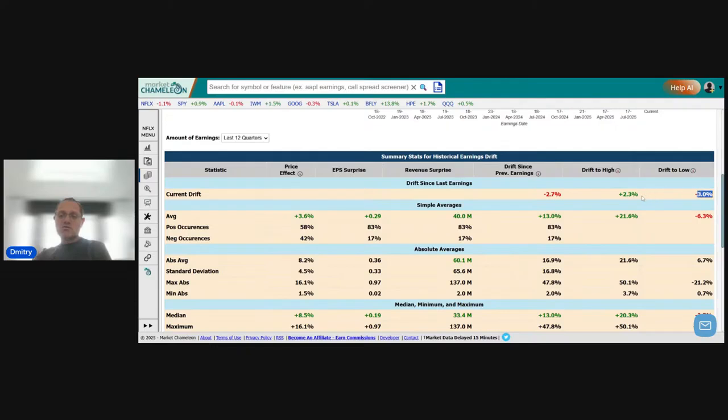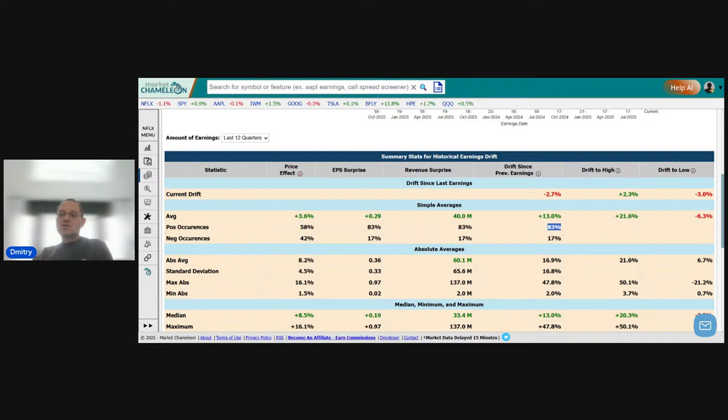The range so far, from the close after earnings, was up as much as 2.3% and down as much as 3%. So it's not a wide range so far, but we've only been a couple days. So let's compare that to the averages. On average, post-earnings drift is up 13%. In 83% of the historical observations, the post-earnings drift was higher, 17% lower. That's taken in that full 3-month range.